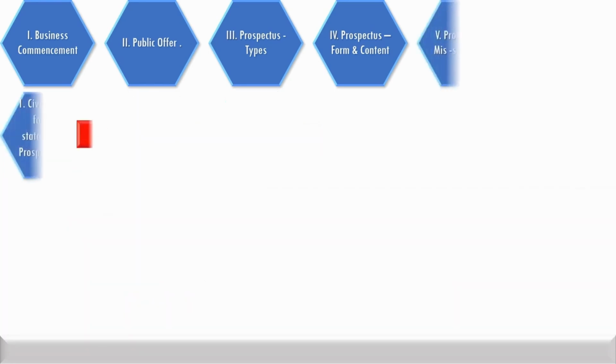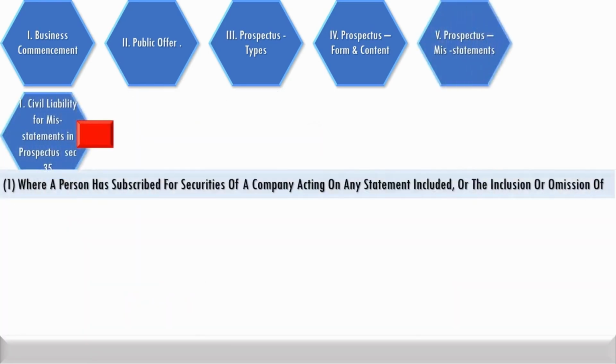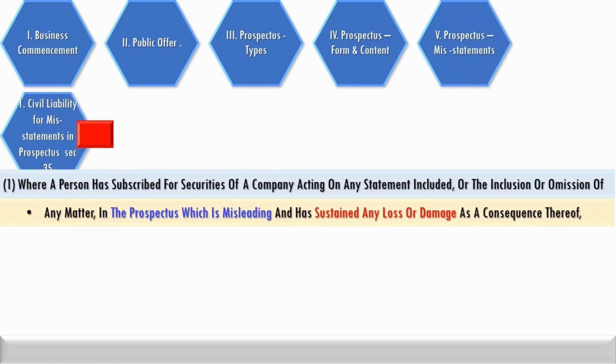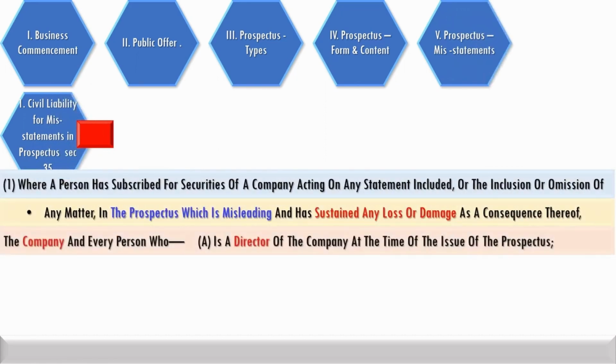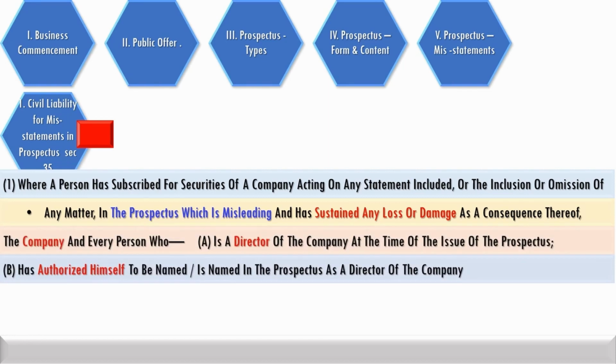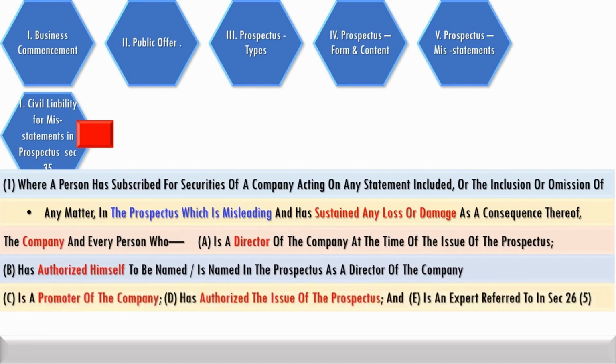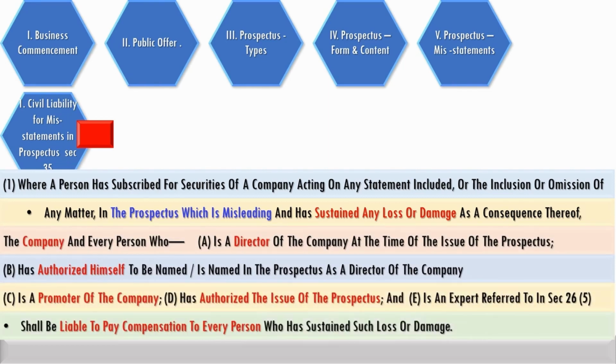Regarding civil liability for misstatements in prospectus, where a person makes a loss because of buying the shares based on a prospectus which is misleading, the company and every person who is a director or who is a promoter or who has authorized the issue of the prospectus or an expert whose opinion appears therein under misleading category, shall be liable to pay compensation to every person who has sustained such loss or damage.